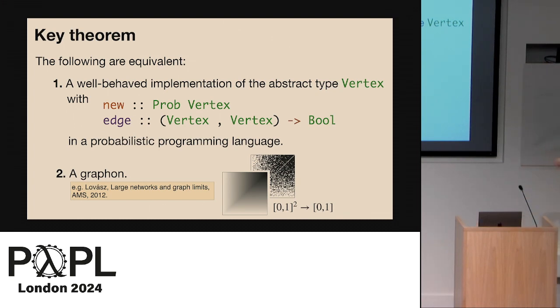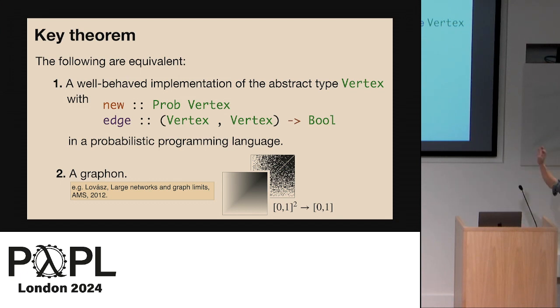And then it's a generative graph, so we can generate new vertices. That's why there's this new, which gives us a new random vertex. And it's a graph, so there's an edge relation. So 2 vertices, is there an edge between them? This is in a probabilistic programming language in some sense.